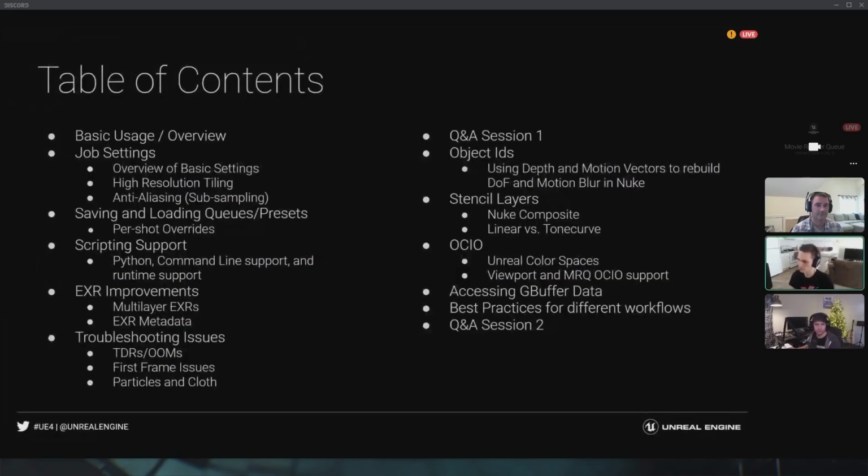The second half of this, we're going to be talking about the new ObjectID pass, the Stencil Layer feature, and then OCIO, which is a color management system. And then finally, we'll be talking about accessing the GBuffer, which is again a new feature in 426, and then best practices for different workflows.